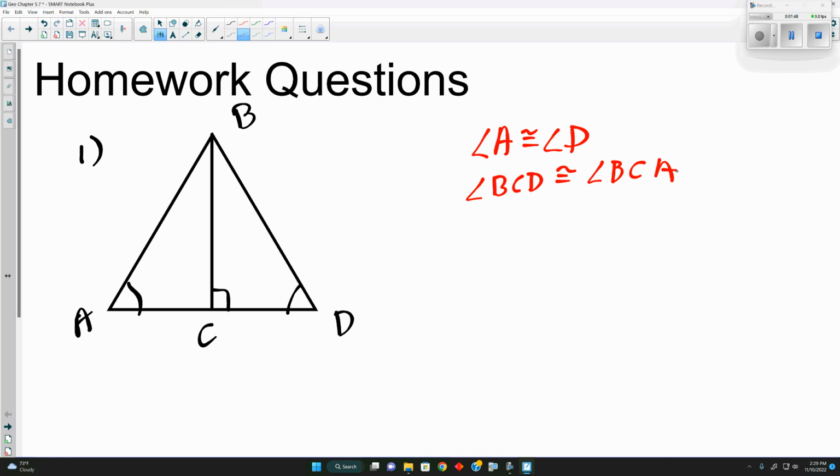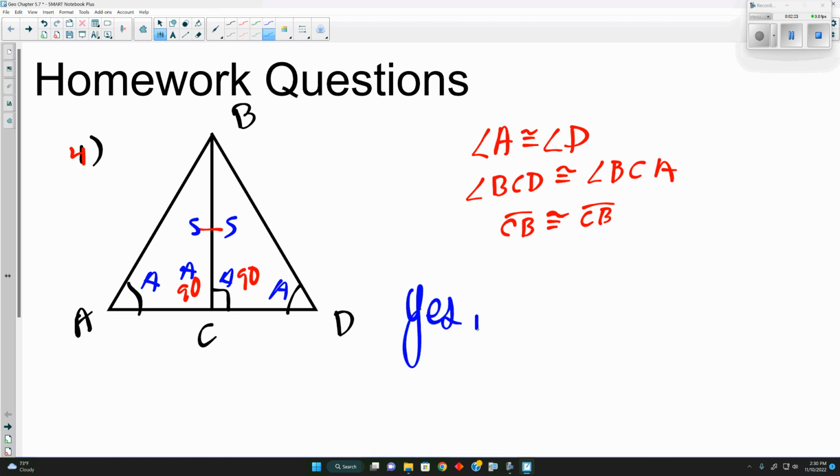Because if that is a straight line, the 2 angles add together to be 180. So if this is 90, the other one has to be 90. And then we have that CB is congruent to itself. So number 4. And if we look at the 2 triangles, we have side, angle, angle, and here we have side, angle, angle. So they do line up, so these 2 are congruent. So SAA or AAS: side, angle, angle, or angle, angle, side.